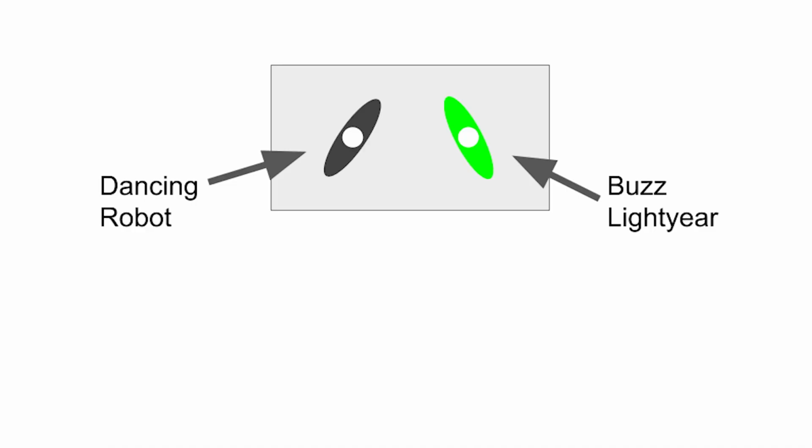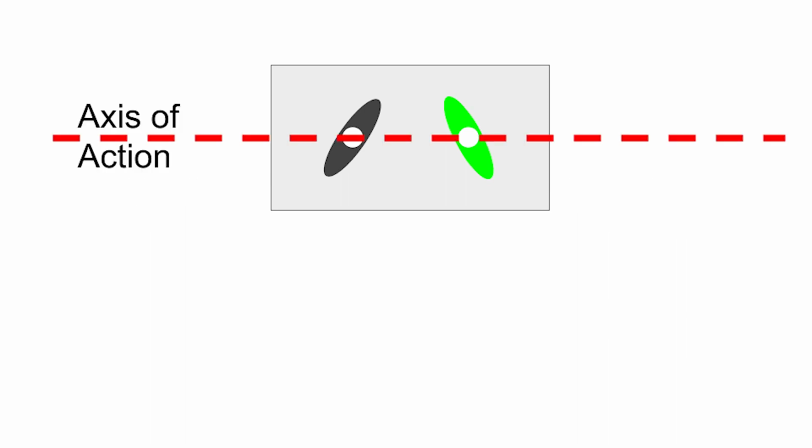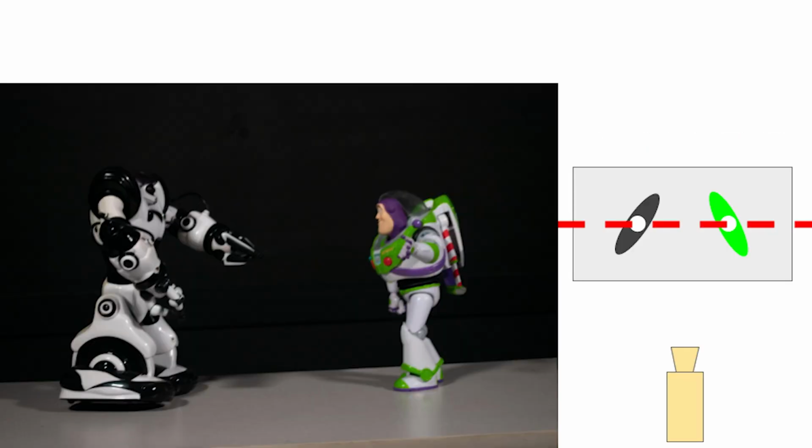So here's an overhead of our shot. You've got the dancing robot on your left and Buzz on the right. And the axis of action is defined by the interaction between them. So as long as we keep our camera on one side of the line, everything's fine. Here's our establishing shot. This is not unlike what you saw in the video just a second ago. It's just a wide shot of the two people standing there facing each other. You can see on the right-hand side of the image there's a little floor plan with a camera, and that will move around as we change to different angles, and you can see what the results are.